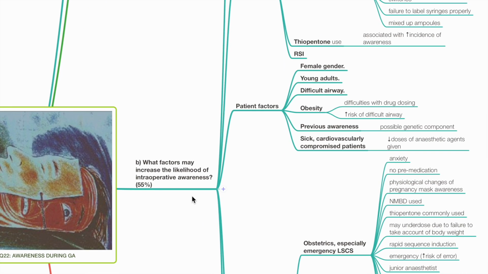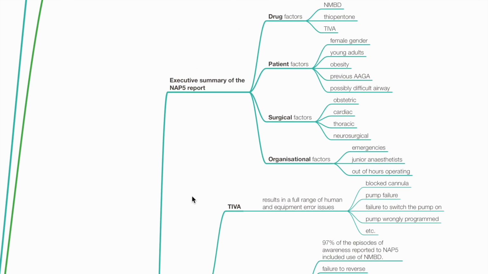B. What factors may increase the likelihood of intraoperative awareness? Summary of NAP5 report. Causes include drug factors such as neuromuscular blockers, thiopental and TIVA. Patient factors include female gender, young adults, obesity, previous AAGA and difficult airway. Surgical factors include obstetric, cardiac, thoracic and neurosurgical surgery. Organizational factors include emergency surgery, junior anesthetist and out-of-hours operating.